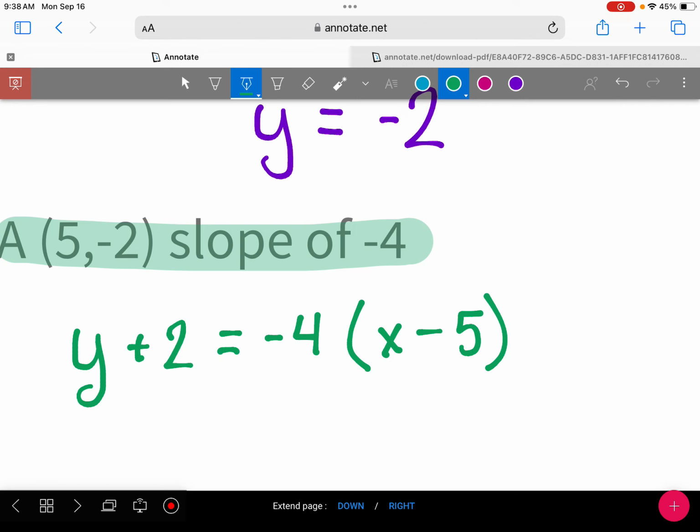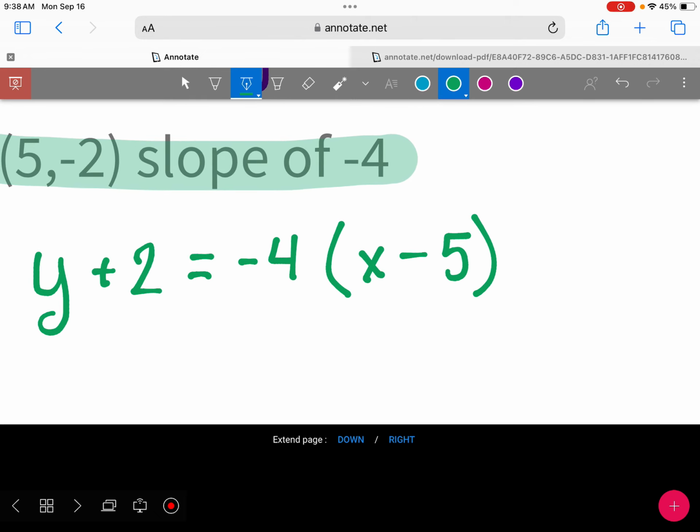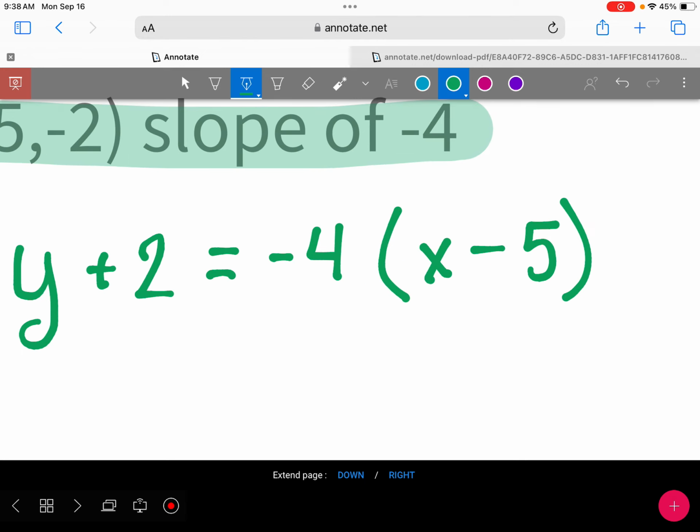But they said at the very top to put it in general form, so we are going to scooch this one around. The other two didn't have any coefficients or decimals, so we didn't need to change anything. But this one we do. I need my x and y on the same side, constants on the other, and make sure that my x has a positive value.